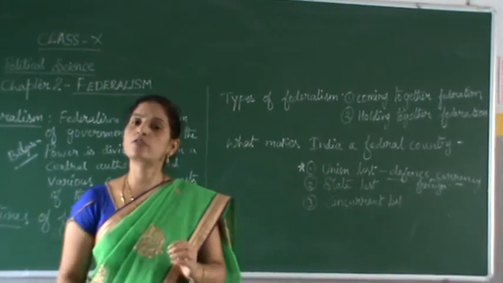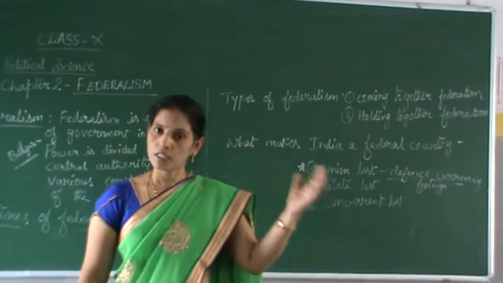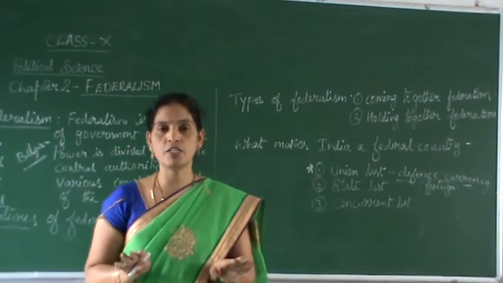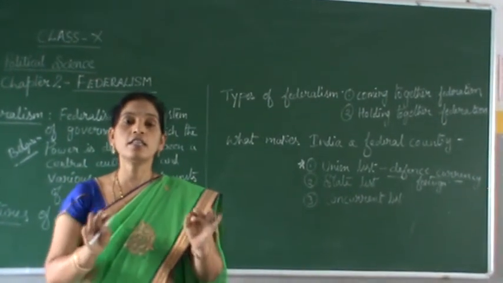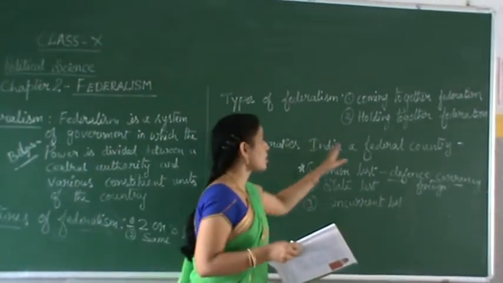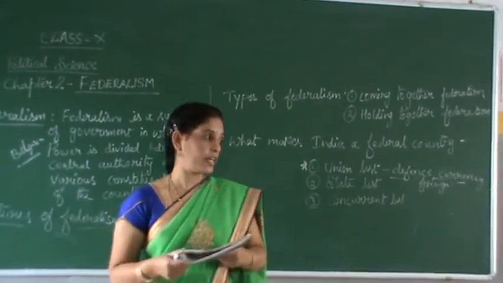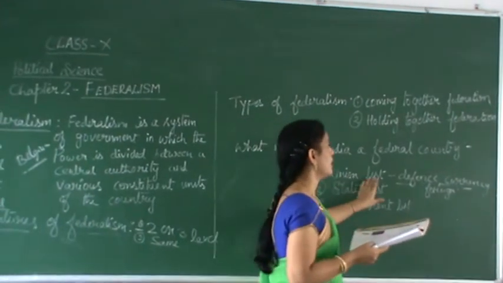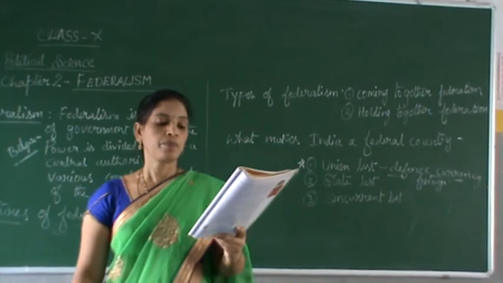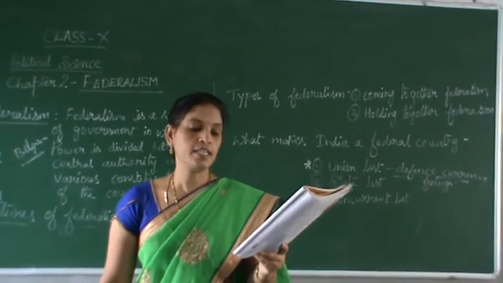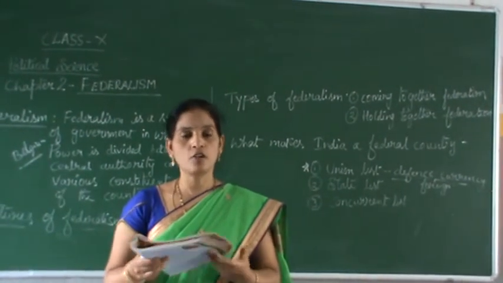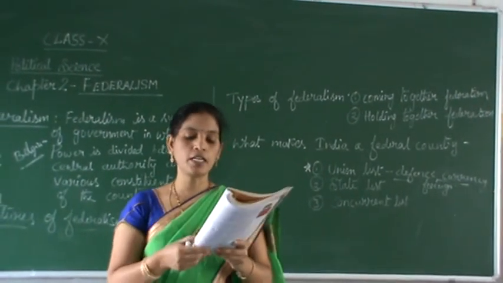There are certain subjects which will be dealt by both state government and central government. So when we have distributed our subjects, our powers differently, then the governing becomes easier. That is why we can state that India is a federal country. So subjects like defense, currency, foreign affairs, communication, all these come under union list. Uniform policy we are following throughout the country.